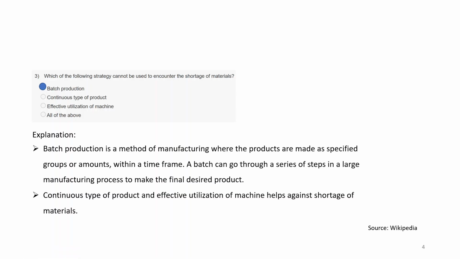Okay, so batch production is a method of manufacturing where the products are made as specified groups or amounts within a time frame, and a batch can go through a series of steps in a large manufacturing process to make the final desired product. And continuous type of product and effective utilization of machine helps against shortage of materials. So these two methods help against the shortage of materials, while batch production doesn't help.